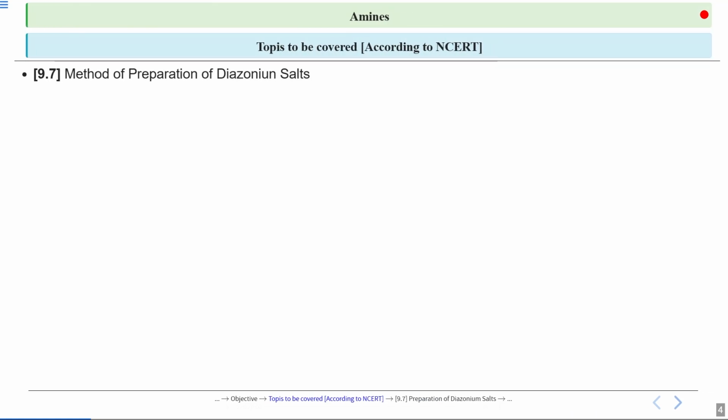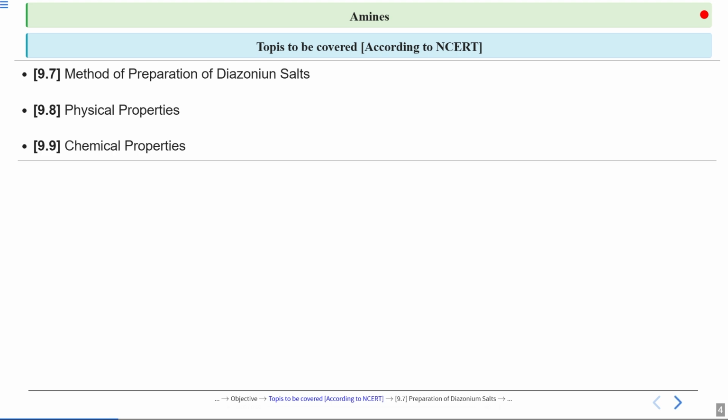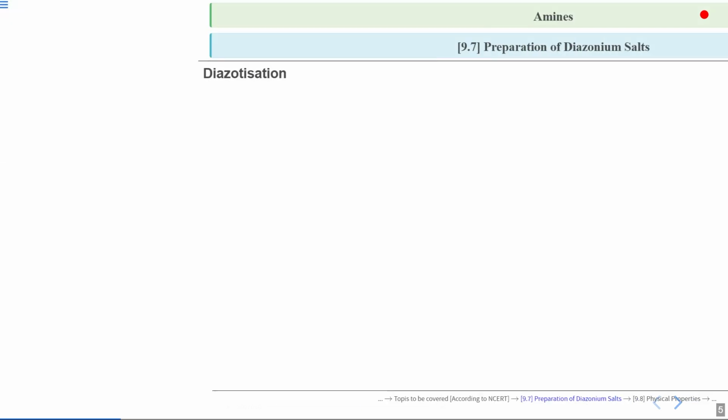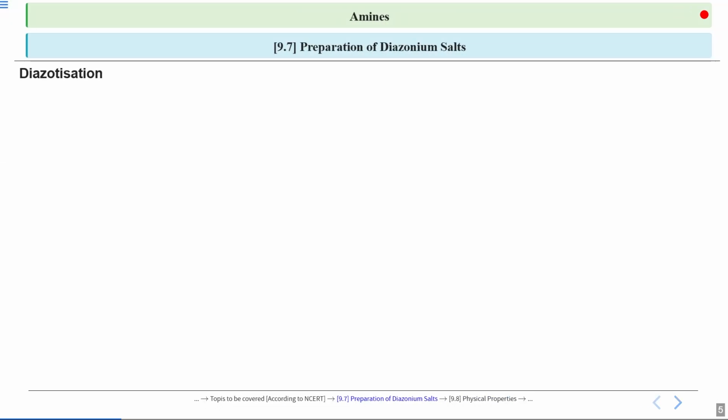Now, for reference, I have mapped the NCERT sections which we are going to cover today. Today, we will be covering section 9.7, method of preparation of diazonium salts. We will cover section 9.8, that is physical properties. We are going to cover section 9.9, chemical properties. Okay, so let's start with today's lecture.